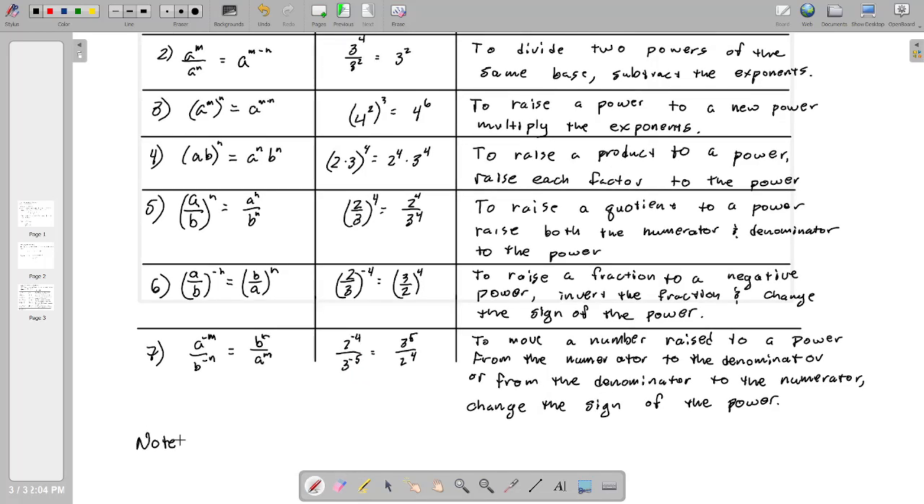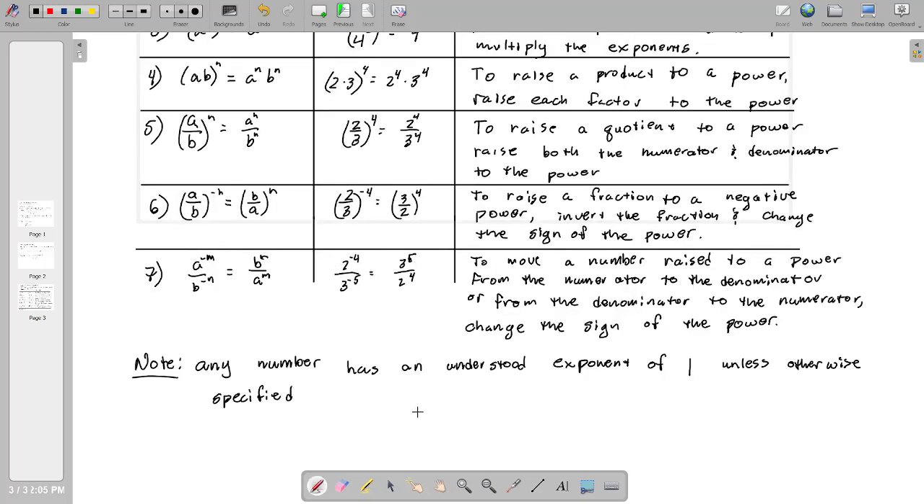Want to make a note? A number has an understood exponent of 1 unless otherwise specified. So for instance, x has a first power. We don't have to write the 1 here. It's understood that there is a power 1 there. We know that it's not 0 from one of the previous slides, because any non-zero base to the 0th power is equal to 1.